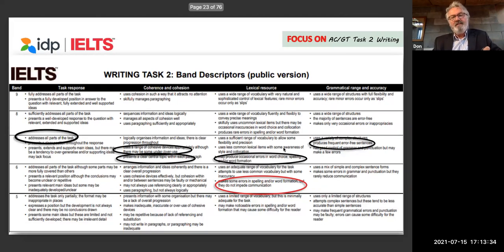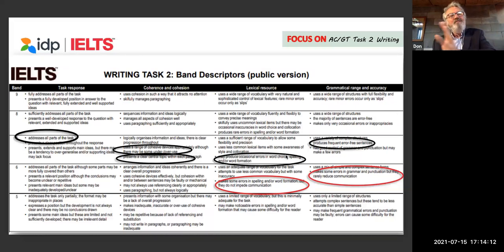If we look at the last criterion, grammatical range and accuracy, here the important thing is accuracy, but also range, short sentences and longer sentences. But if you make more than about 6 grammatical errors, you probably won't get a band 7 for this criterion. At a band 6, you could make more errors. But importantly, again, those errors do not affect the reader too much.